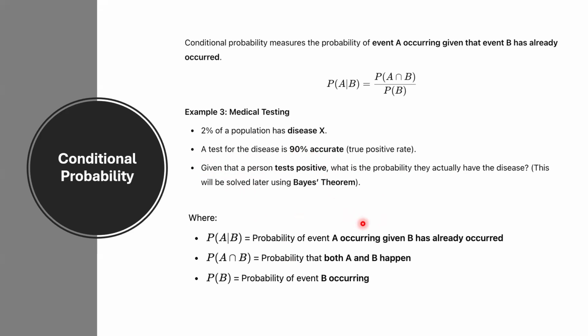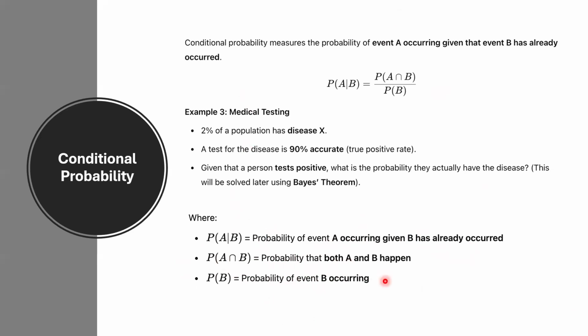Given that a person tests positive, what is the probability they actually have the disease? We'll be solving it using the Bayes theorem because it's related to that. But I was trying to put the ideas in your mind, how these things are related. Now let's break it down. First we saw three things in the conditional probability formula. First was the probability of event A occurring given B has already occurred.